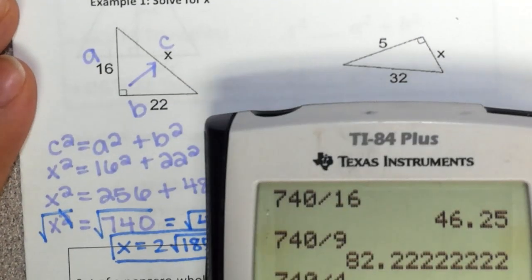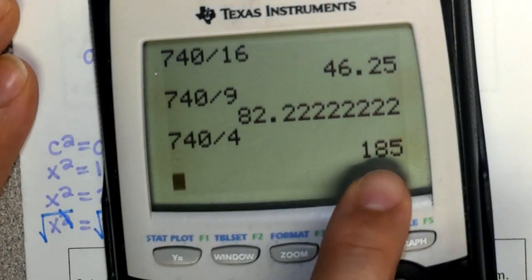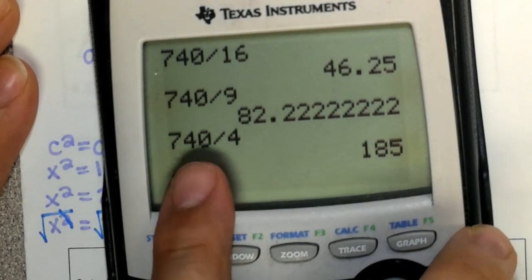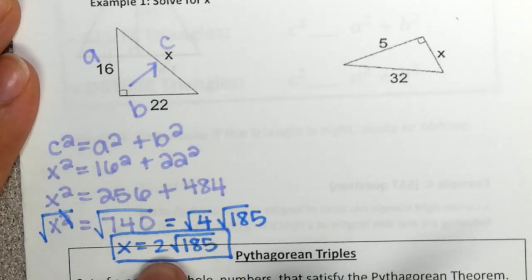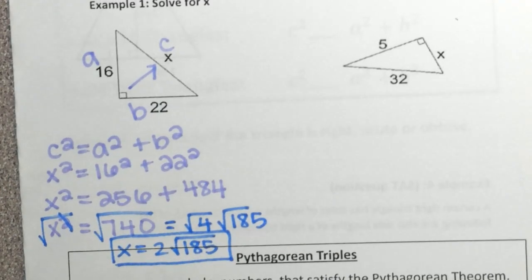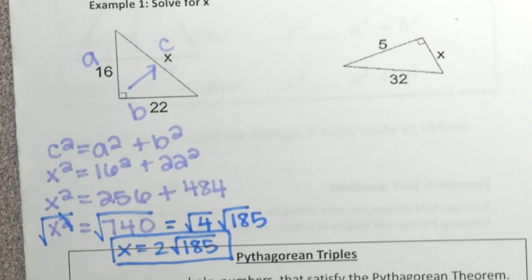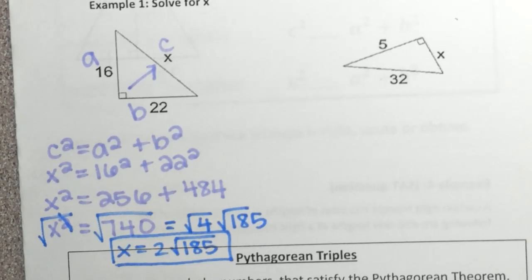When I divided it, I had 185 right here. So 4 times 185 is 740. The square root of 4 is 2. And 185, we're done. Any other questions? Don't throw things.